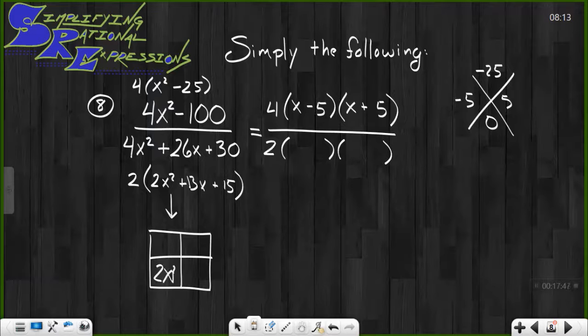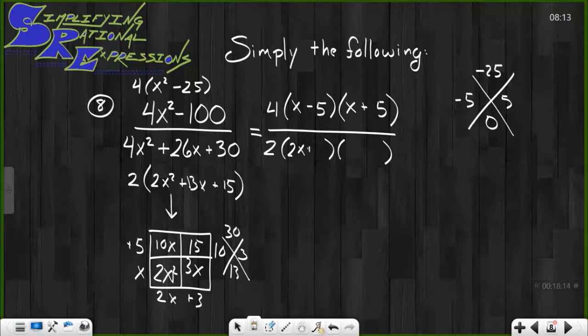It's 2x squared. I've got to use my diamond problem and generic rectangle. So I'm going to put my 2x squared bottom left and my 15 top right. Multiply those two to get 30. They have to multiply to get 30 but add to get 13. That's 10 and 3, giving me 10x and 3x. So I pull out the greatest common factor of my rows and columns, giving me plus 5, x, 2x, plus 3. That means this comes down to 2x plus 3 and x plus 5.